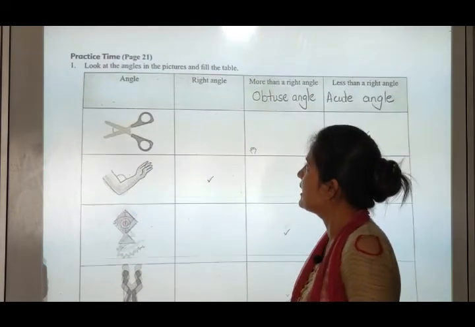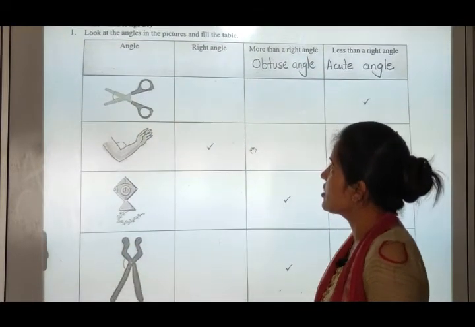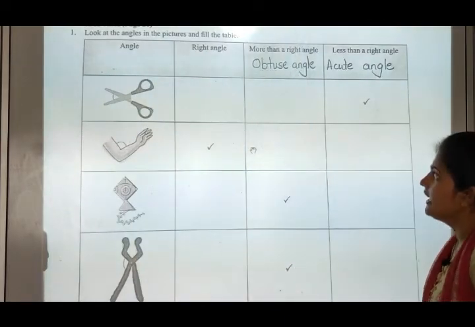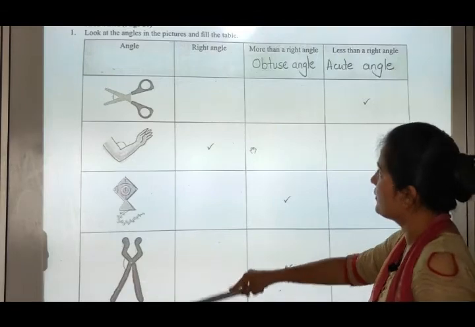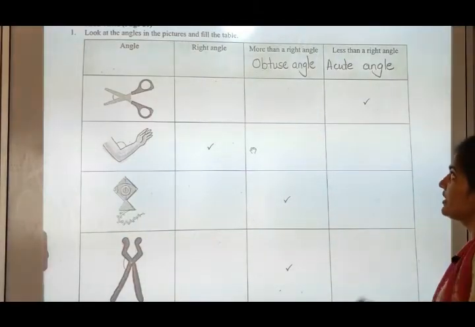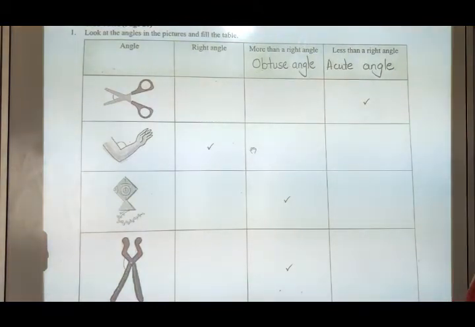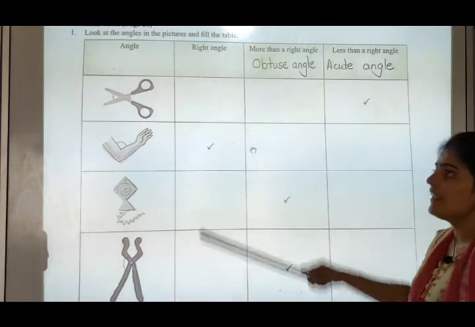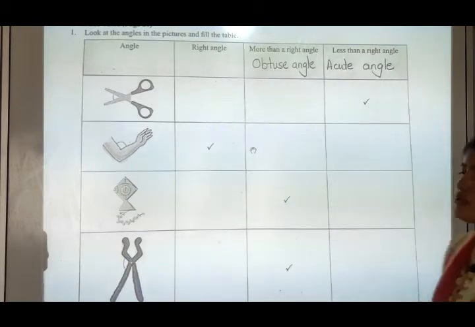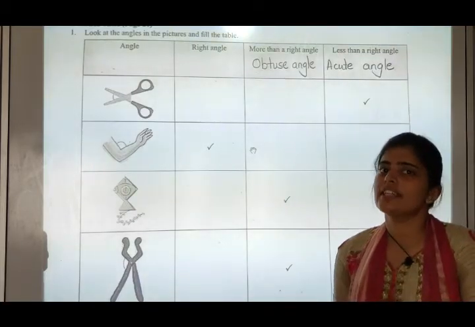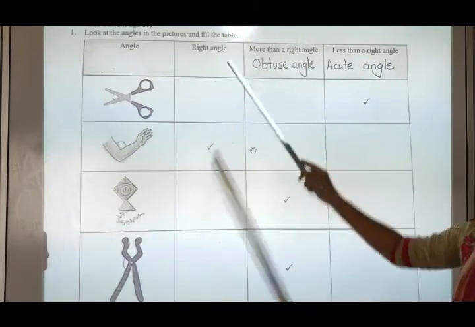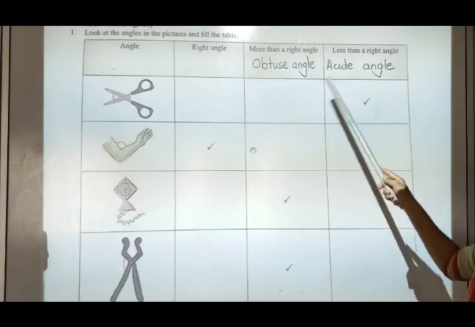Now here you can see in your textbook some pictures are there. Look at the angles in the pictures and fill the table. Here you can see angles are given to you and you have to tick mark which is a right angle, which is more than a right angle and which is less than a right angle. So more than right angle are also called obtuse angles and less than right angles are also called acute angles.